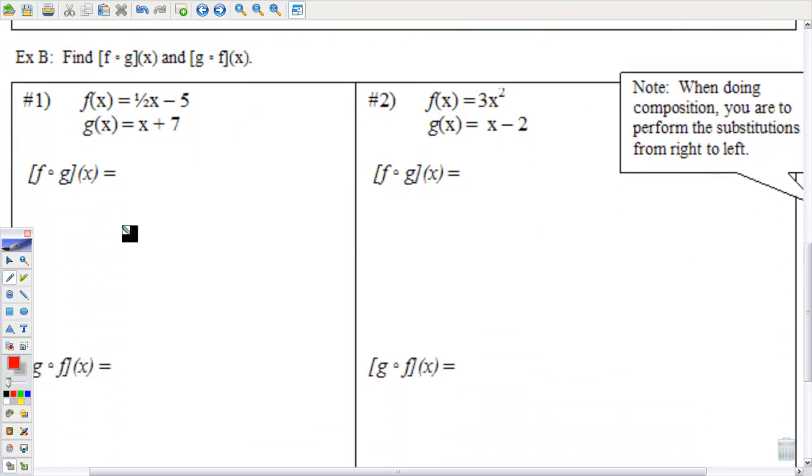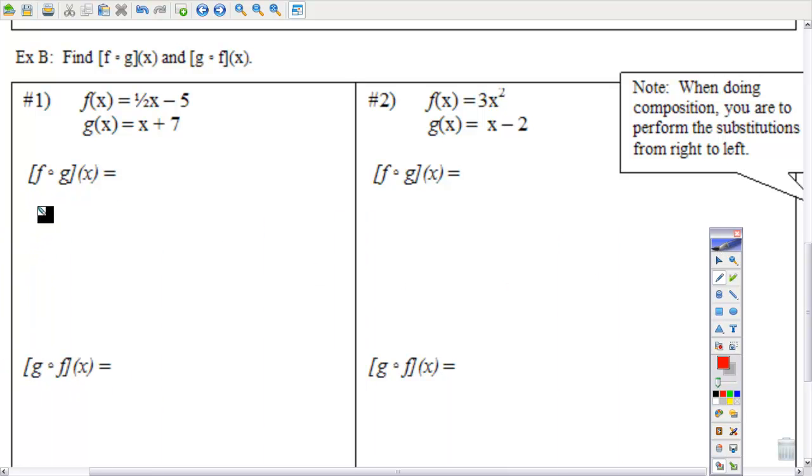Example B, find f of g of x. Well, once again, we're working from the right to the left. F of g of x means f of g of x. So here's what we're supposed to do. We're supposed to take g of x, which is x plus 7. We're supposed to go up here into function f, and every time that we see an x, this little guy right here, replace it with x plus 7. That's what we're doing.